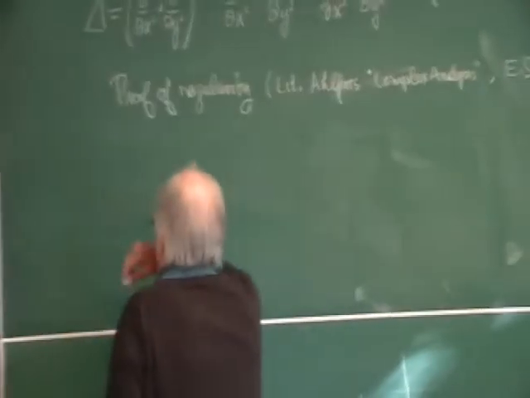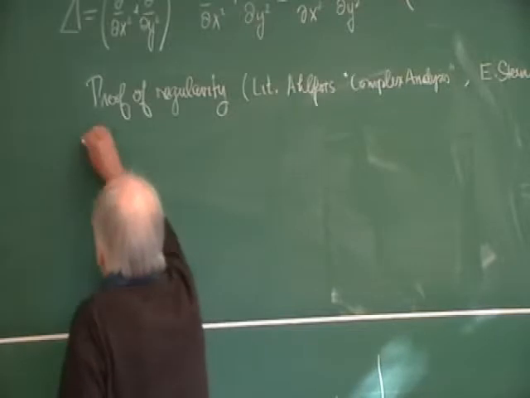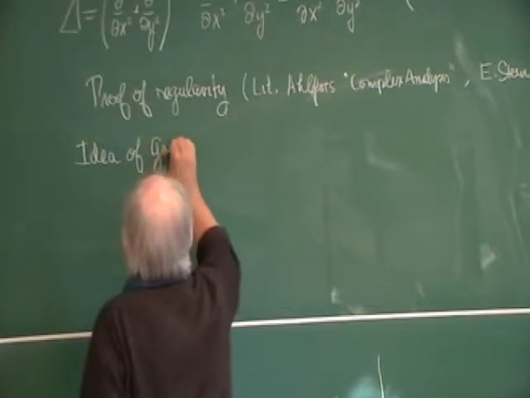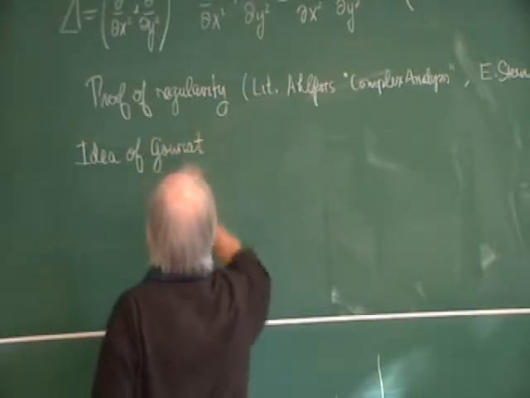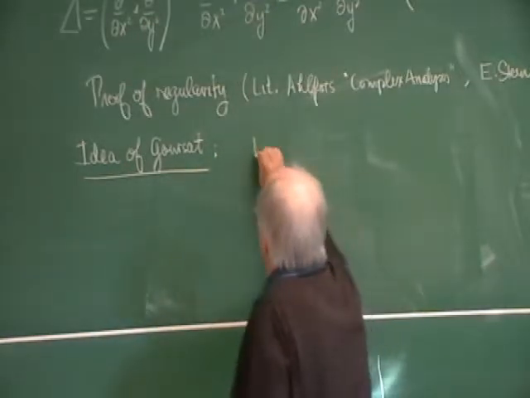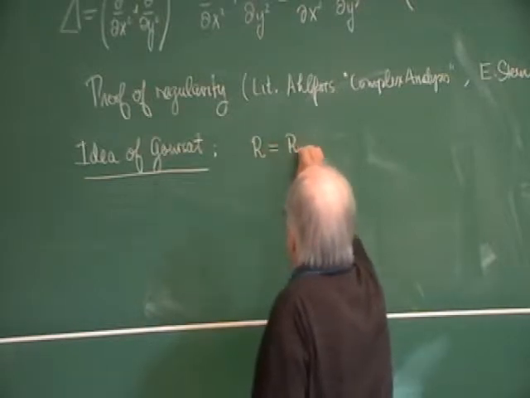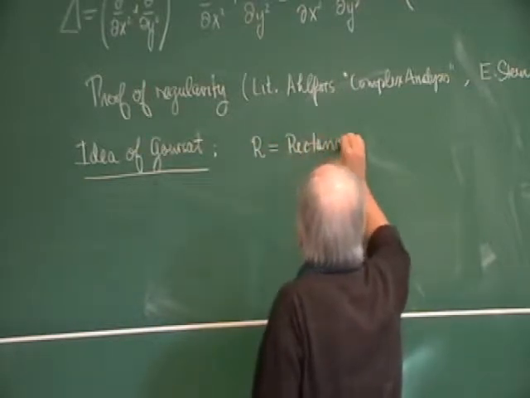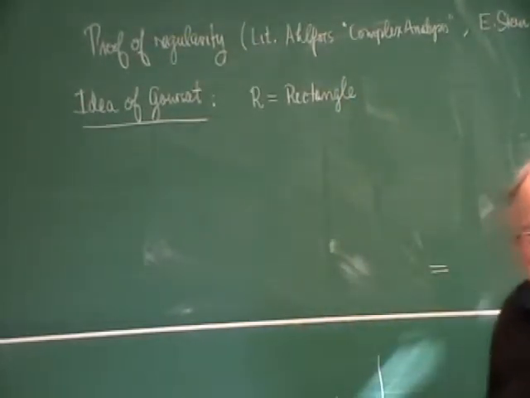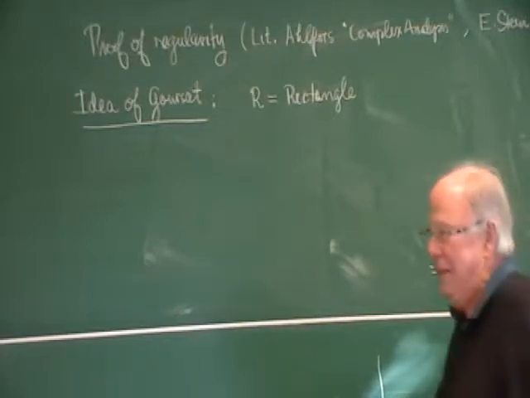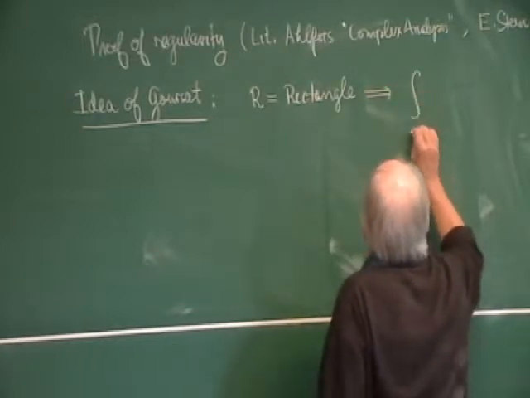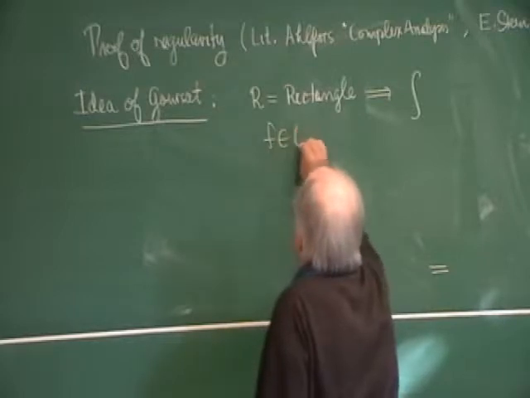Goursat's idea. The idea of Goursat is to show that if you have a rectangle, then the integral around the boundary of it is zero, where f is holomorphic on the rectangle.